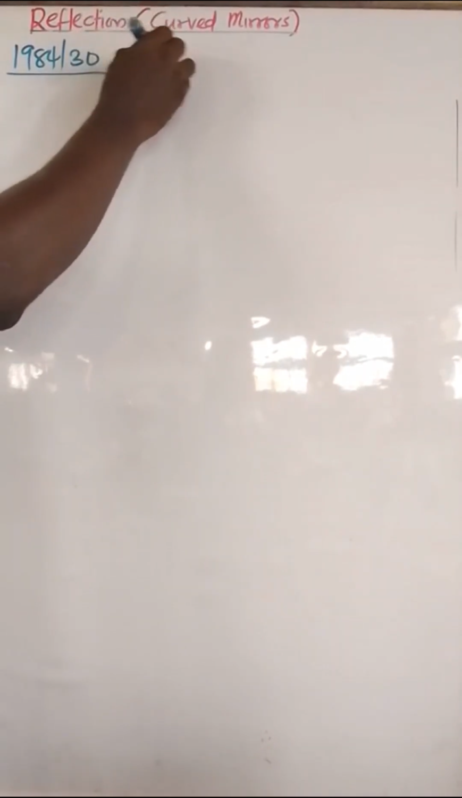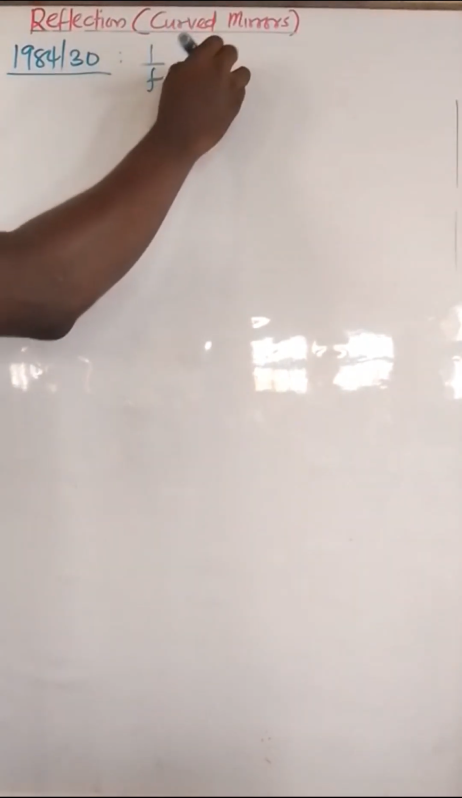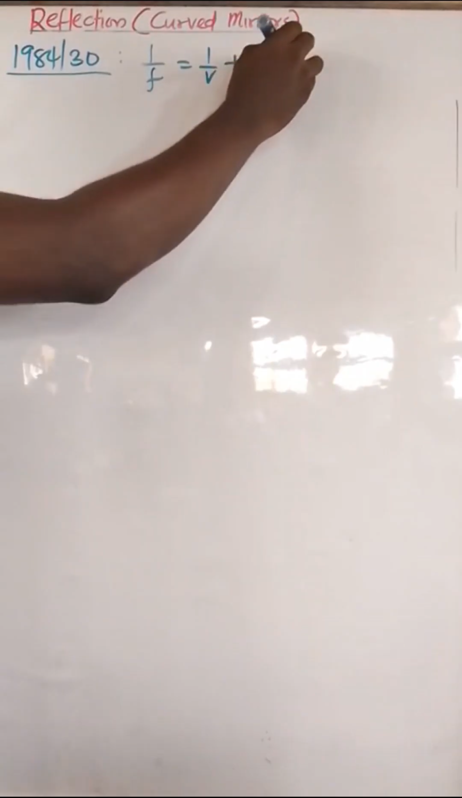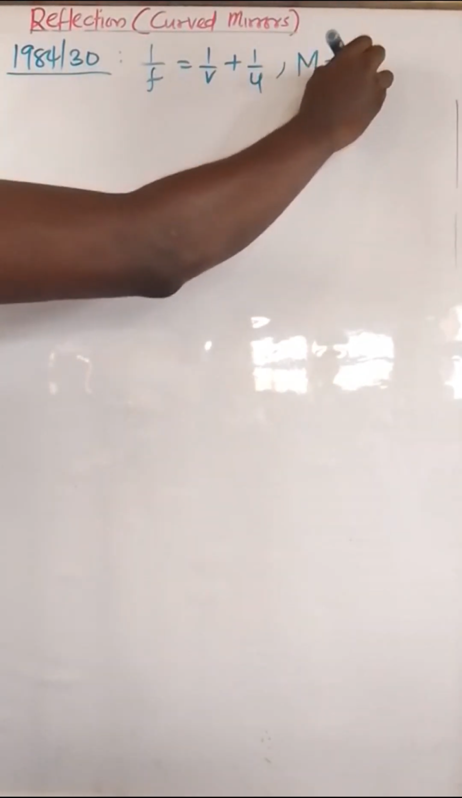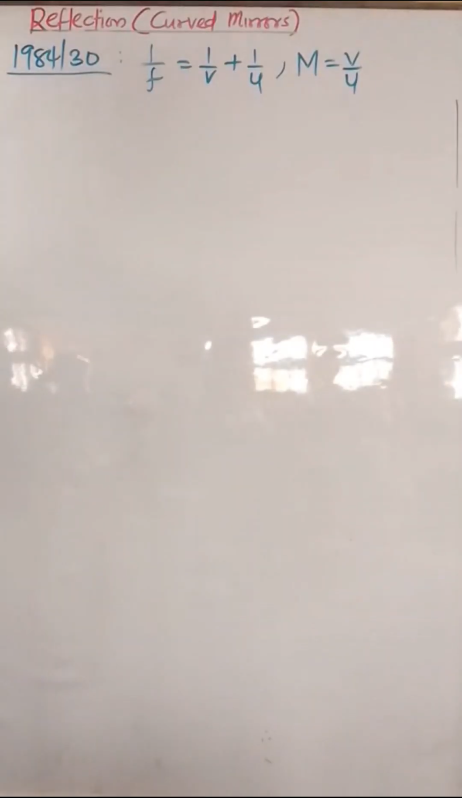1984, question 30. The image and object distances of a converging mirror are related by the equation 1/F = 1/V + 1/U, and the magnification of the image is M = V/U. Which of the graphs below represents the relation between M and V?